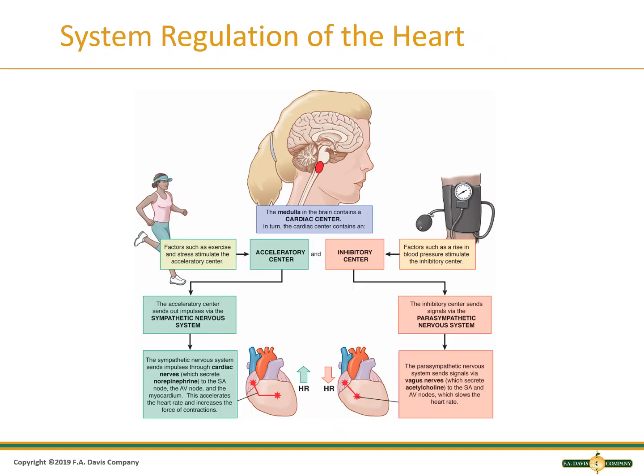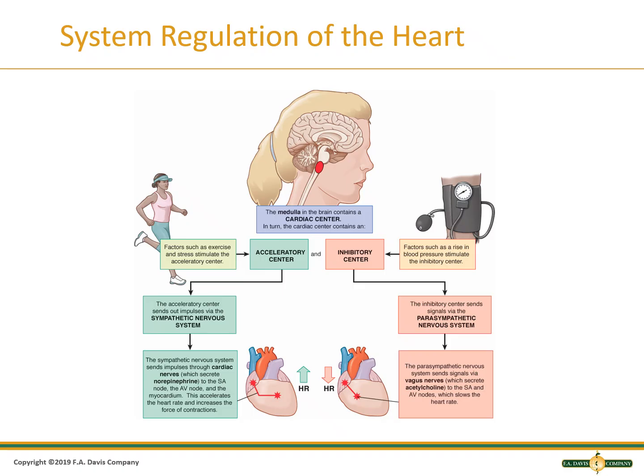All right, heart rate regulation. The heart generates its own electrical impulses. Remember, the SA node fires at 60 to 100 beats per minute. That's why we get an average heart rate of 60 to 100. But your nervous system can affect that stimulation. Your acceleratory center, being your sympathetic nervous system, increases heart rate and force of contraction.